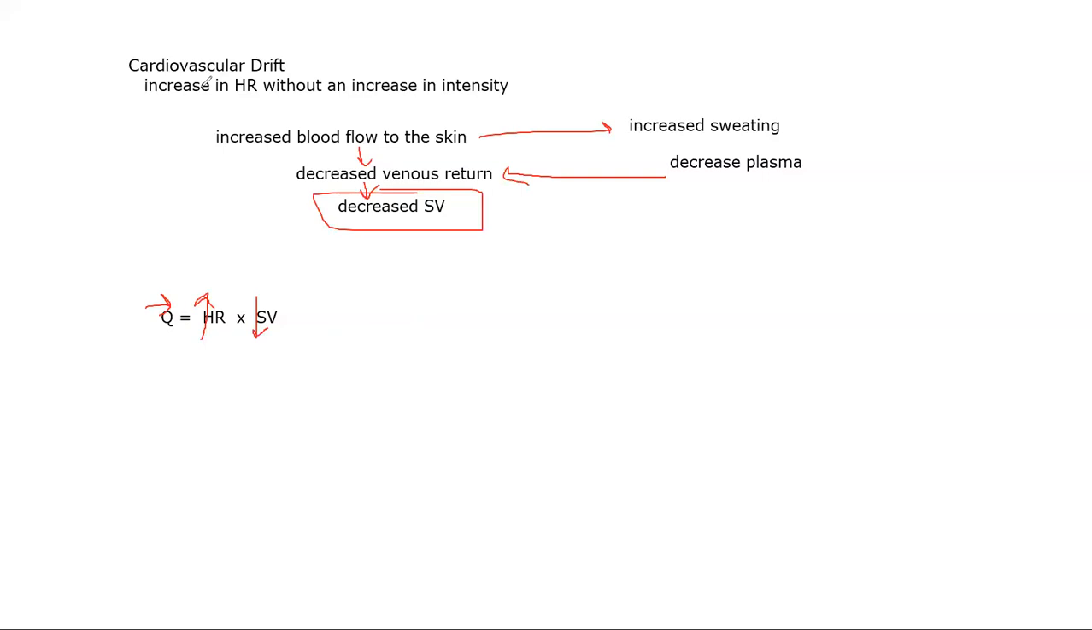Decreased venous return is going to decrease stroke volume. The less blood flow you have going into your heart, the less blood you can get out. Also, the more blood we redirect to the skin, the less blood we're directing to the heart. So if stroke volume is decreasing, we have to increase the heart rate in order to maintain the cardiac output. Okay, everybody okay with that?